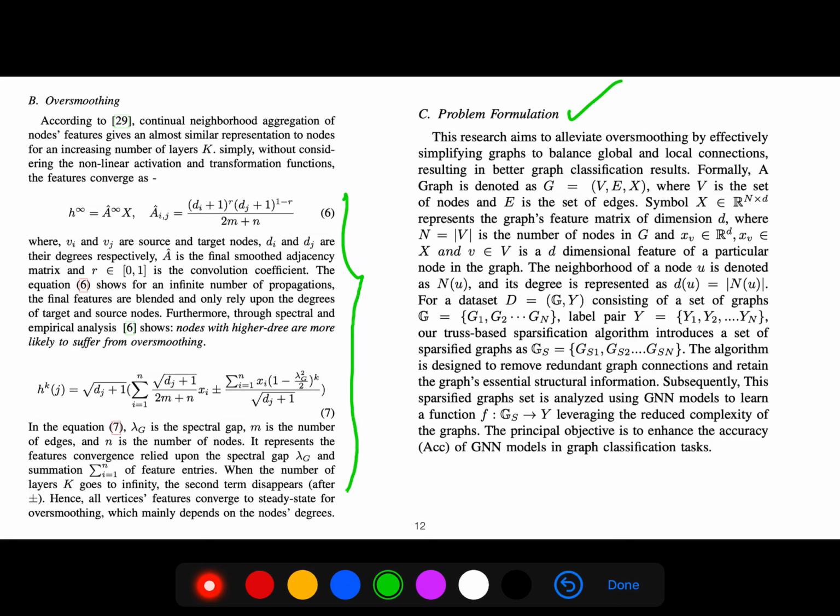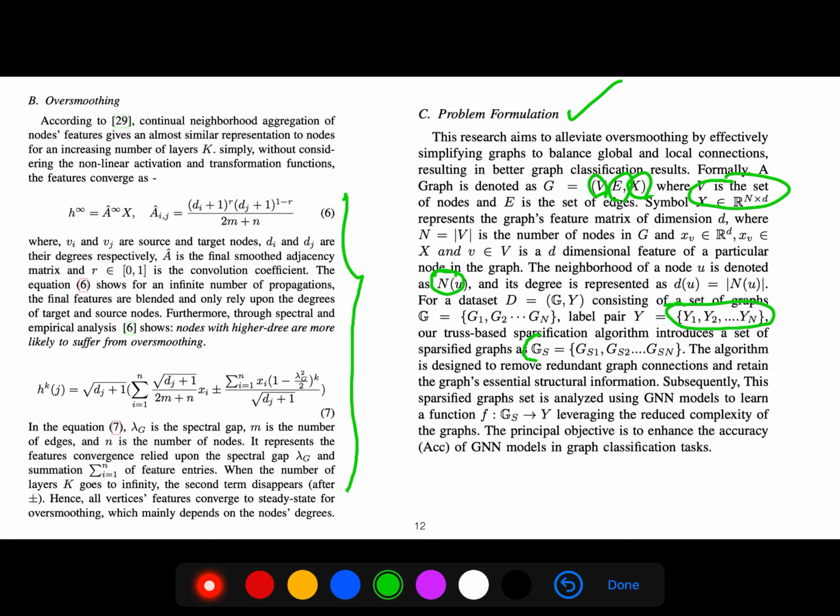We are given some vertices, edges, and some features. We call these attributes. Here they call it the feature matrix, because we have n nodes, and each node has a d-dimensional attribute vector. Then the neighborhood of a node u is denoted N(u). So for a dataset D consisting of a set of graphs with labels, it's a graph classification. Our trust-based sparsification introduces a set of sparsified graphs.